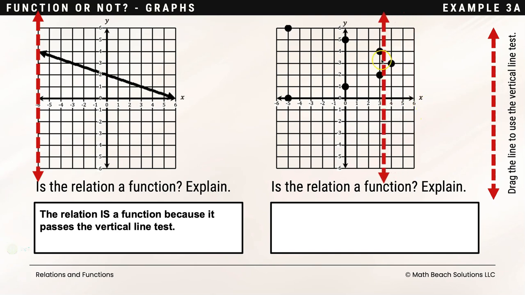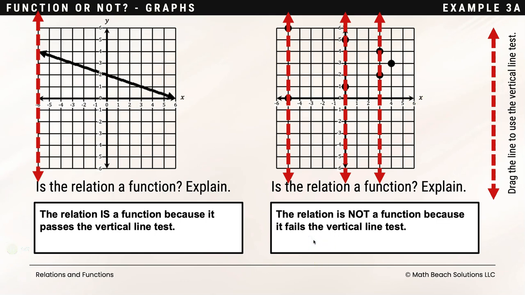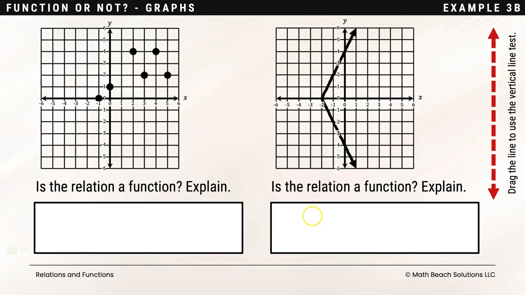As it passes over the graph, we see that there are multiple points where the line intersects more than one point. For this particular relation, there are 3 points which disqualify this relation from being a function. So this relation is not a function because it fails the vertical line test. Let's look at a few more.